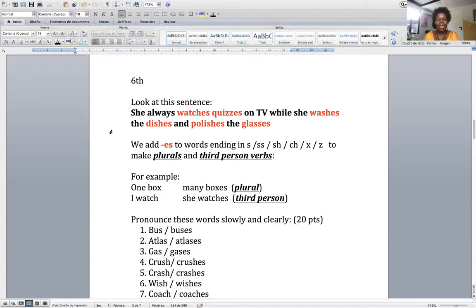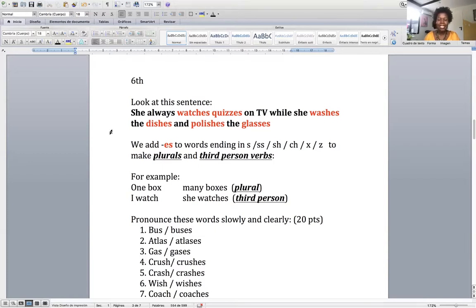Now notice that each of those words that are written in red, they have an ES added to them. So we add ES to words ending in the letter S, double S, SH, CH, X, Z. And we add the ES when we want to turn these words into plurals or when we want to use the third person verbs. For example, if I have the word box and I want to turn that into a plural, I don't only add S, I add ES. So one box and many boxes. And you actually have to pronounce the ES, boxes, okay?